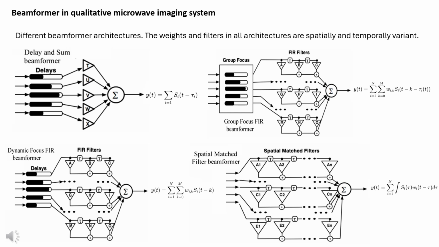Matched filters are designed based on known characteristics of the tissue or anomalies, such as tumors or lesions. The matched filters are both spatially and temporally variant, as they need to adapt to the specific locations and conditions being imaged. The filters can change over time if the target signal characteristics evolve or if the focus shifts.